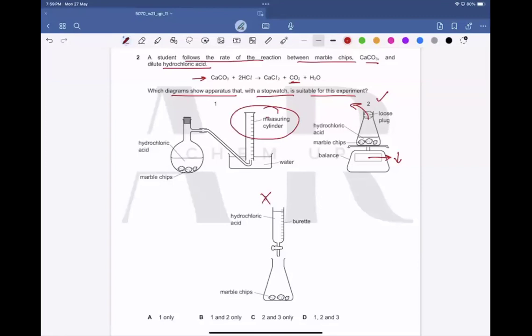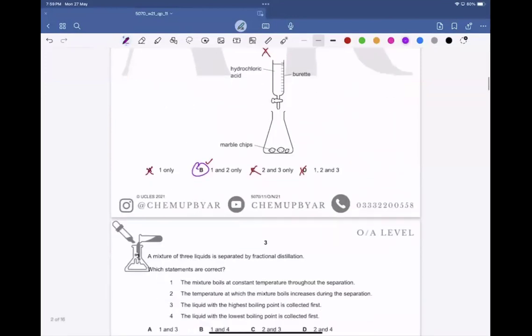But 3 cannot be used because in 3 there is no way by which we can record the change in mass or record the change in volume. Yes, very good, Rahim, Khatija, and Kamar. The correct answer is 1 and 2, which is B. So C, D, and A are wrong, and B is the correct answer. Now, question number 3.